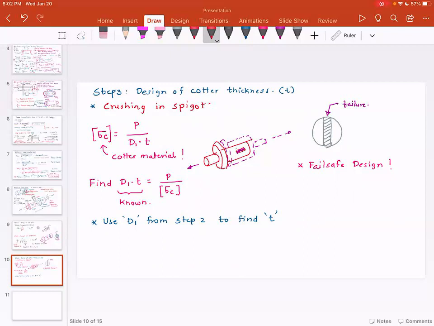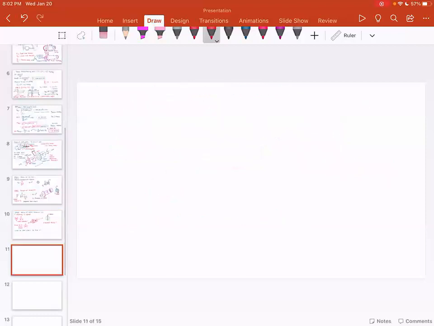And this is very common in design. Many times when you design, you start with a lot of unknowns. So sometimes you have to do either trial and error, or you have to go between different design steps to find out the dimensions. Everyone understood step 2 and step 3? Next thing is step 4.